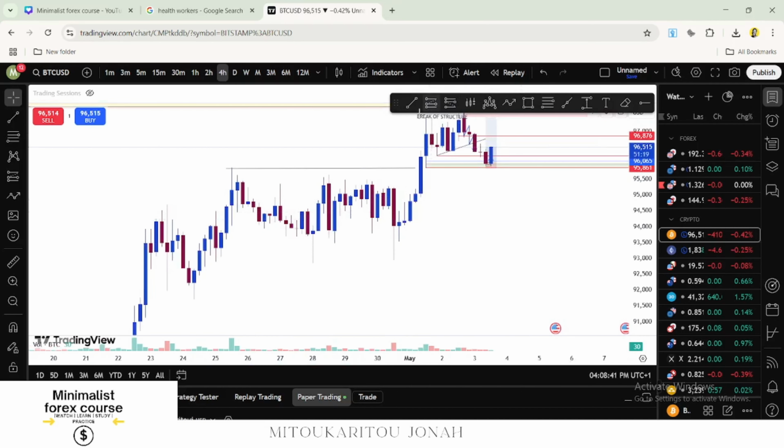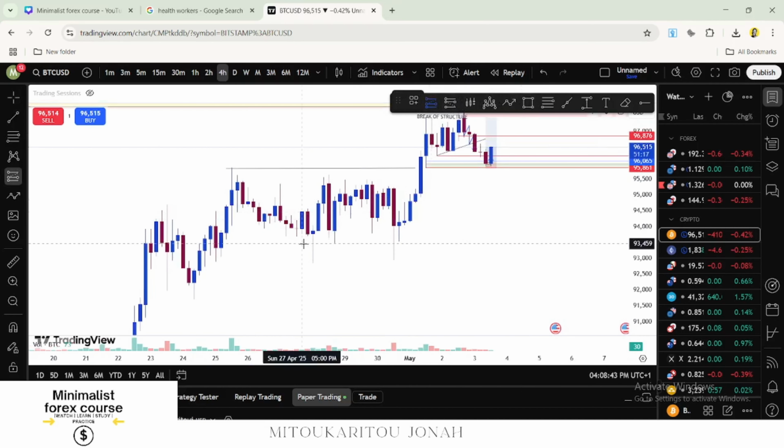Okay, so it took a buy here. If you're taking a buy here, you'd have put your stop loss below the previous low, and you would have won this trade. Right, so you would have won this trade.